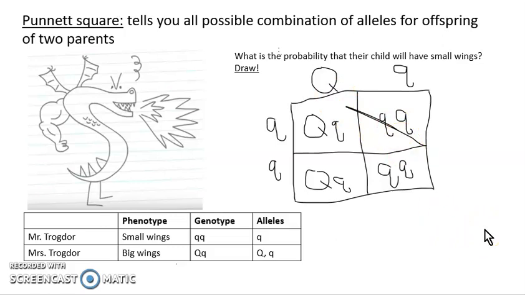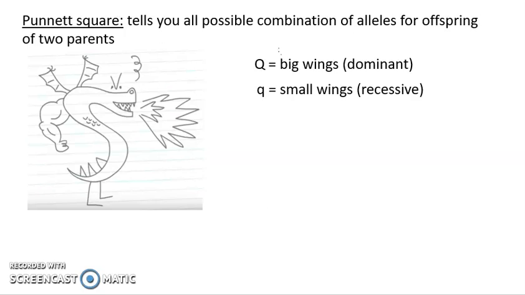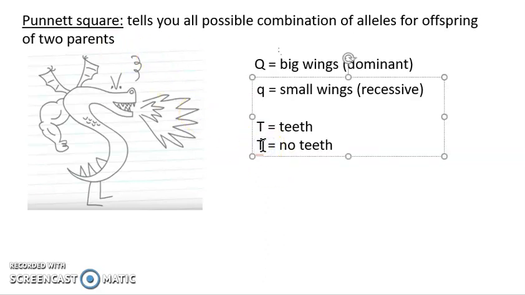Now this is what's called a monohybrid cross, which is tracking the inheritance of one trait. We could also track the inheritance of 2 traits at once, and that's called a dihybrid cross. We're not going to go into a lot of detail about that, but I do want to point out a couple of things. In addition to wing size, we're also going to look at a second trait, teeth. Let the dominant allele be big T for teeth, and the recessive allele be little t, no teeth.